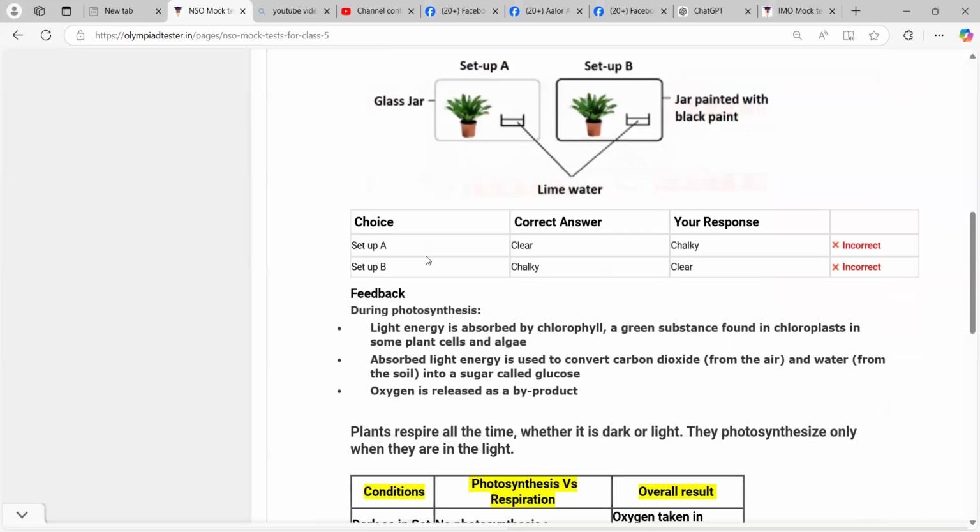So in choice 1, setup A is clear. Obviously setup A is clear. It's not chalky at all. Setup B, it's chalky. It's not clear. Why? Let's find out. During photosynthesis, light energy is absorbed by the chlorophyll, a green substance found in some plant cells and algae. Absorbed light energy is used to convert carbon dioxide from the air and water from the soil into a sugar called glucose. Oxygen is released as a byproduct.